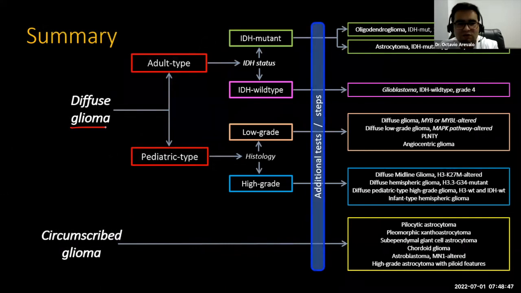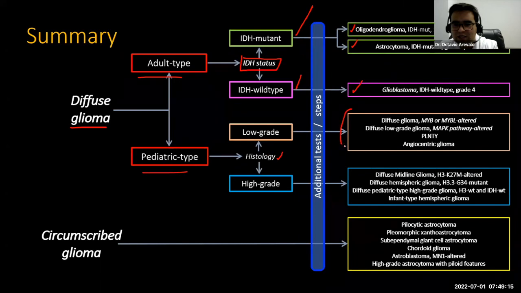So we have a diffuse glioma. We have to think of adult type and pediatric type. In the adult type, the first player is the IDH status, and then you have IDH mutant or IDH wild type disease, and then you have additional steps there. And then you can call, if IDH mutant, either an oligo or an astro, and if IDH wild type, a glioblastoma, okay? For pediatric tumors, you have either low grade or high grade, depending on histology.